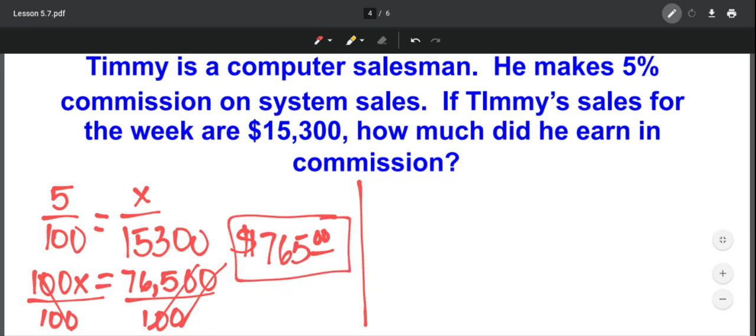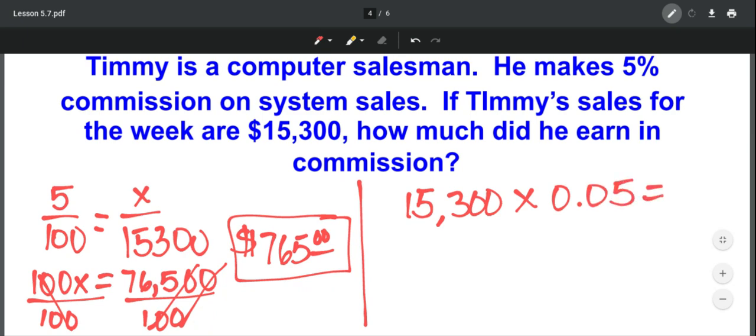Again, by using decimal multiplication, I would do the percentage times the sales. So 15,300 times the percent as a decimal, or 0.05, to give me the same amount, which is $765.